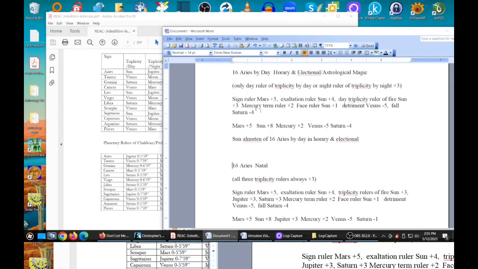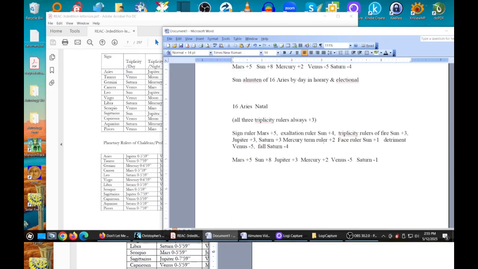So we add all these up. Mars gets +5, Sun gets +8. You get exaltation is 4, triplicity ruler is 3, and face ruler is 1, so you get 8. Venus is -5 and Saturn is -4. So the highest overall score is the Sun with +8. So the Sun is the almuten of 16 Aries by day in a horary or electional chart, which includes astrological magic, using my methodology.